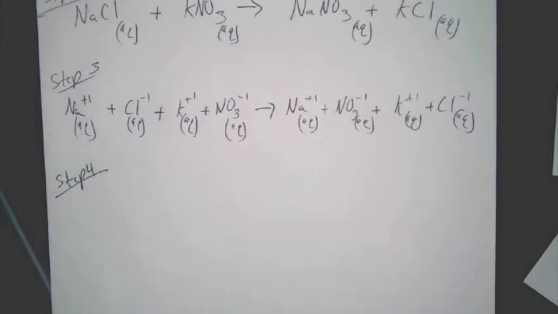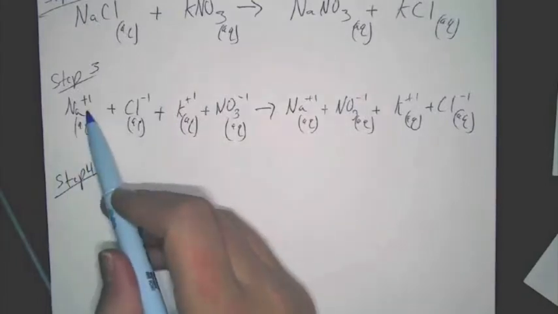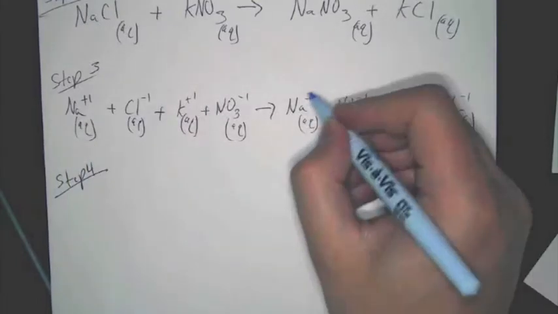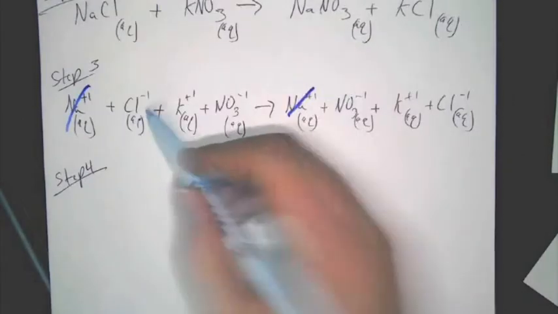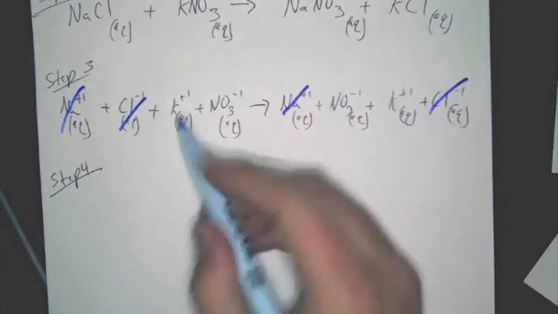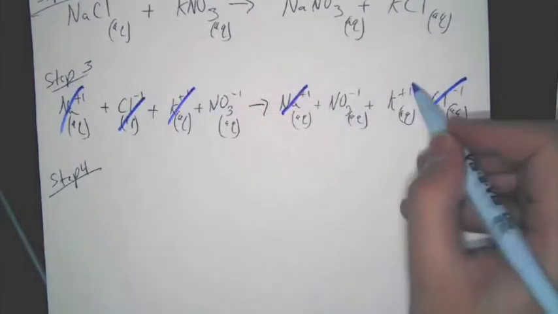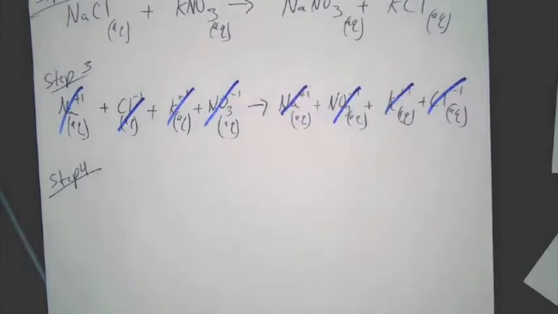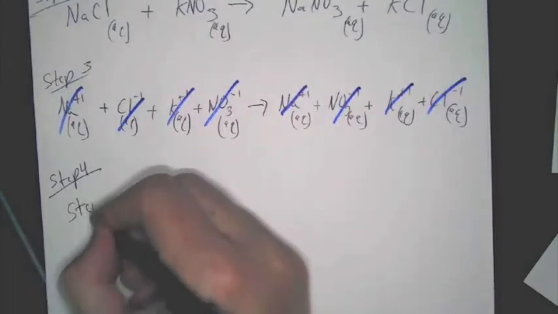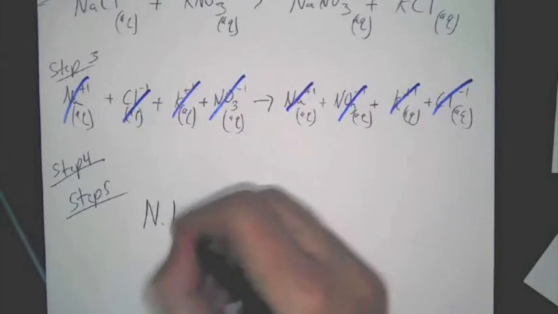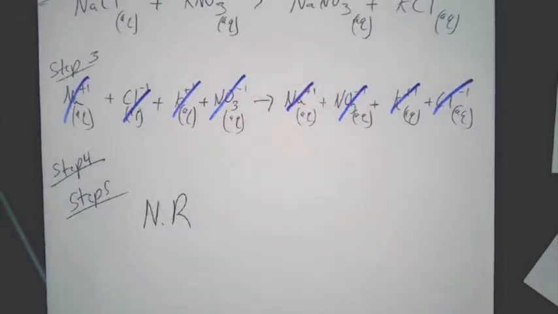Now step 4, cancel out spectator ions. Here's what I'm trying to show you. If you look at this, your spectator ions are the same on both sides. So if you look, sodium +1. Is it also over here, sodium +1? Yes, it is. What about chlorine? -1, -1. How about potassium? Yes, on both sides. And then nitrate, both sides again. So we just crossed everything off. So for step 5, write the net ionic equation, you would just indicate no reaction takes place. NR, no reaction.